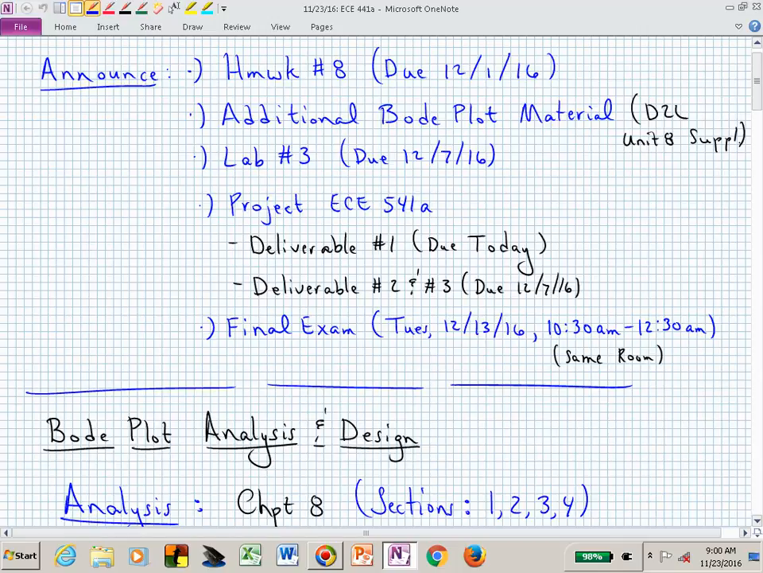Homework number 8 has been posted, and it's due on the 1st of December, which I believe is maybe a Thursday. Different date, just keeping you alert. I have also given you additional material on sketching Bode plots if you want to sketch Bode plots.